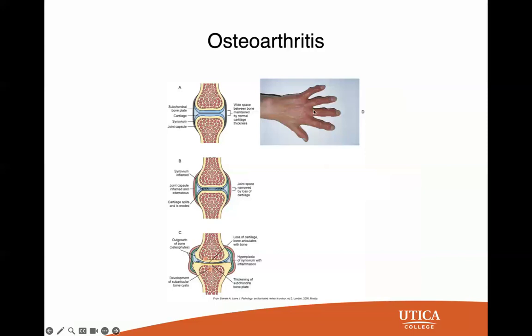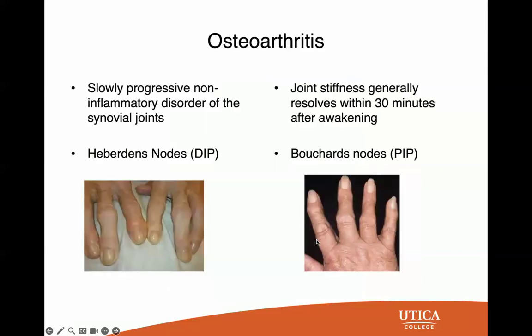Similar issues you can get. So you have your nodes here, right? You get that overgrowth, if you will, and what you're looking at down here are your Heberden and Bouchard nodes. So it's essentially just swelling and inflammation of the joint space because it's that disorder of the synovial joints. So you get stiffness when waking, you get that overgrowth of bone tissue, and you get some restriction and pain.